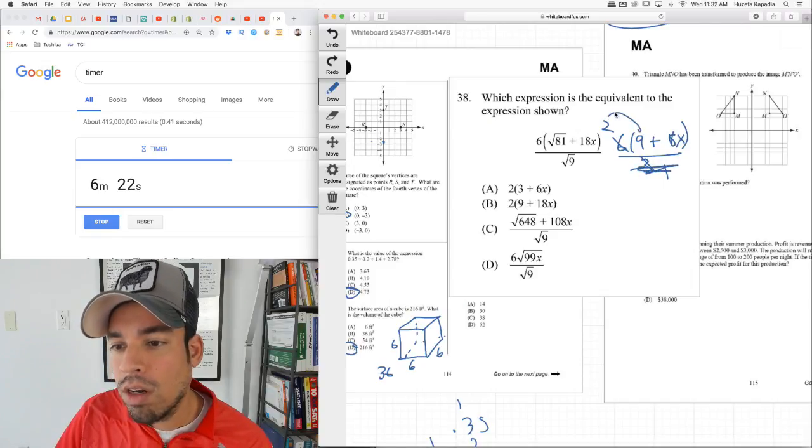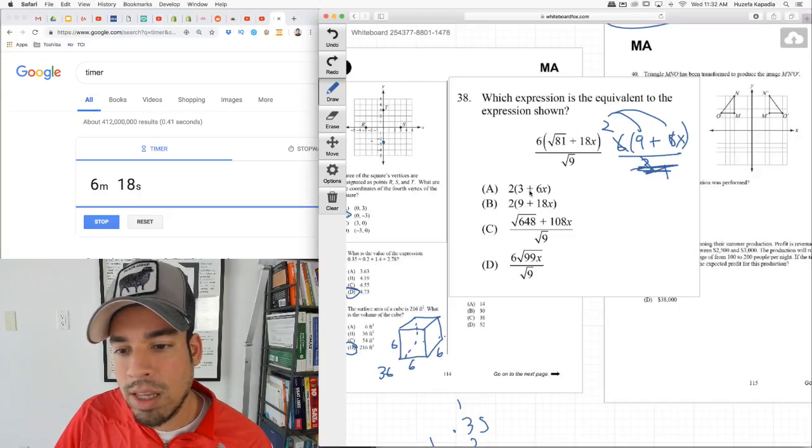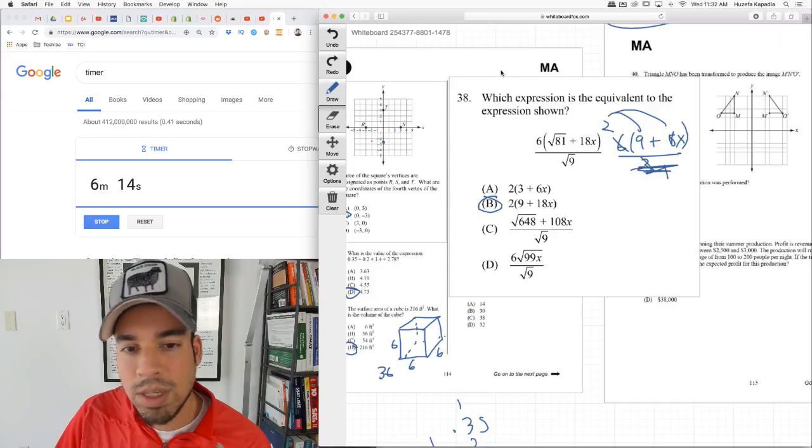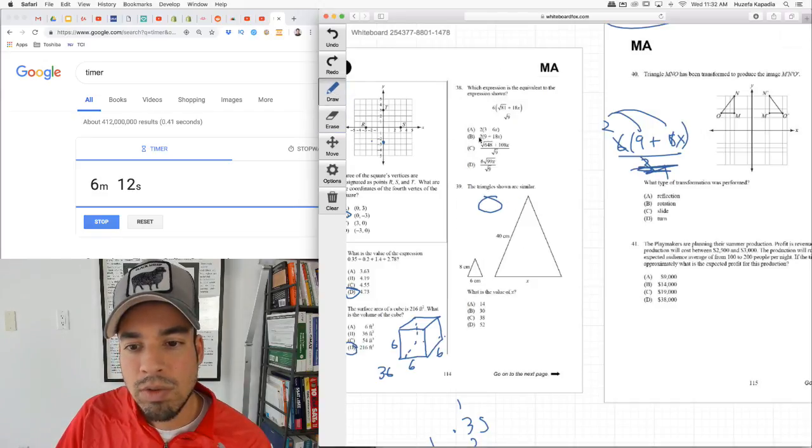Now it's 2 times these guys distribute, and I get, oh, they leave it. Actually, they don't even distribute. So it's 2 times 9 plus 18xb. Okay, so now let's move it. 2 times 9 plus 18xb.